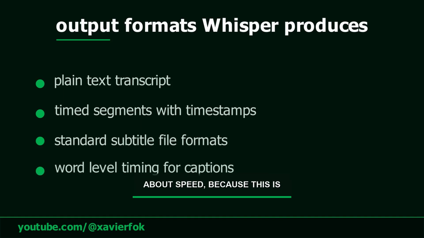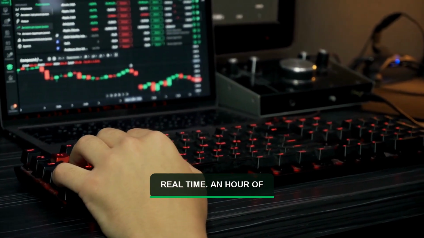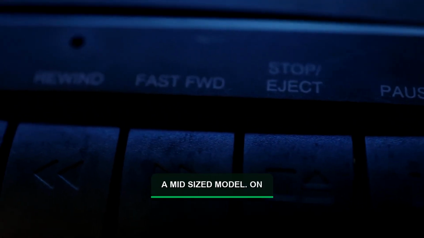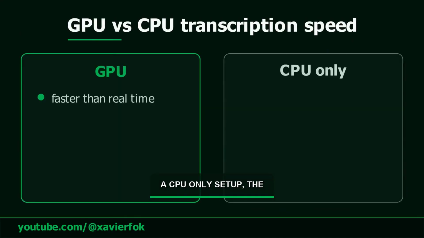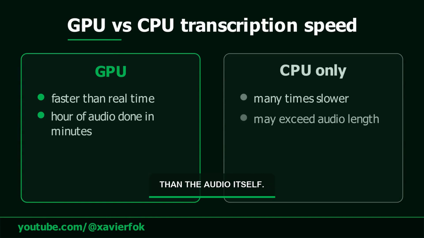Let me be honest about speed, because this is where the GPU matters enormously. On a decent graphics card, Whisper transcribes far faster than real time. An hour of audio can be done in a handful of minutes with a mid-sized model. On a CPU-only setup, the same job can take many times longer, sometimes longer than the audio itself.